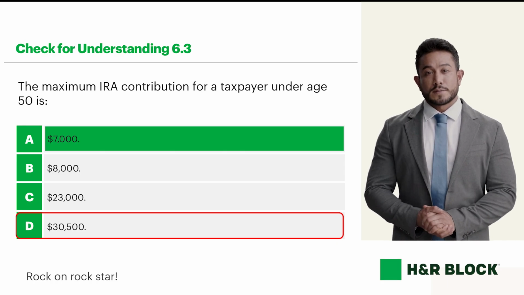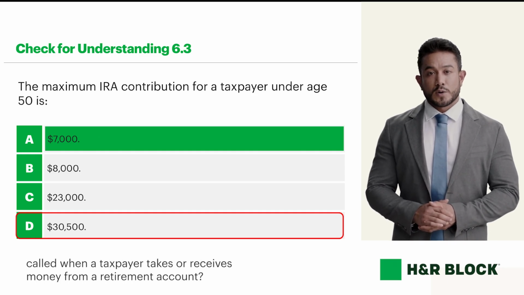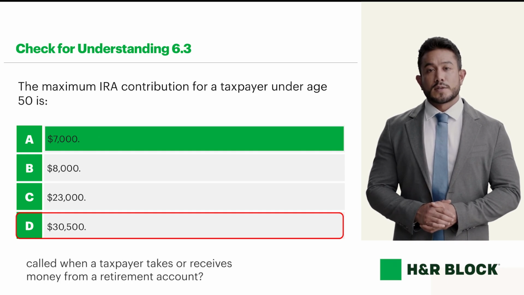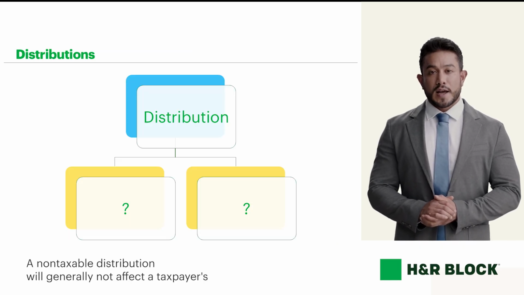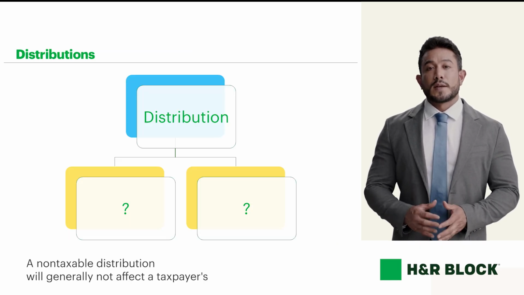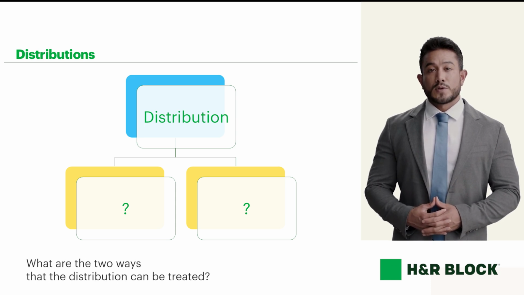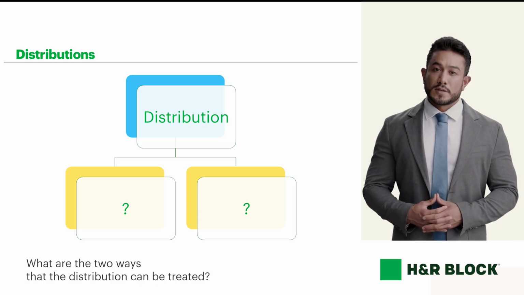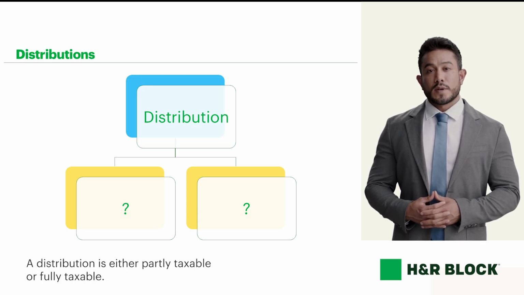Rock on, Rockstar. Now that we've talked about contributions to retirement plans, what is it called when a taxpayer takes or receives money from a retirement account? It's a distribution. A non-taxable distribution will generally not affect a taxpayer's tax liability. For distributions that are not non-taxable, what are the two ways that the distribution can be treated? A distribution is either partly taxable or fully taxable.